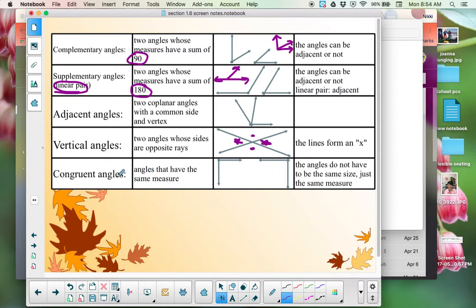The last one is just congruent angles. They just have to have the same measure. They do not have to be the same size because the rays go on forever. You could draw a little tiny right angle like this, as long as it has the right angle square in it, okay? And then you could draw a great big right angle. Those would be congruent angles. They're the same measure, even though they look like they're different sizes. It's the angle measure that counts.